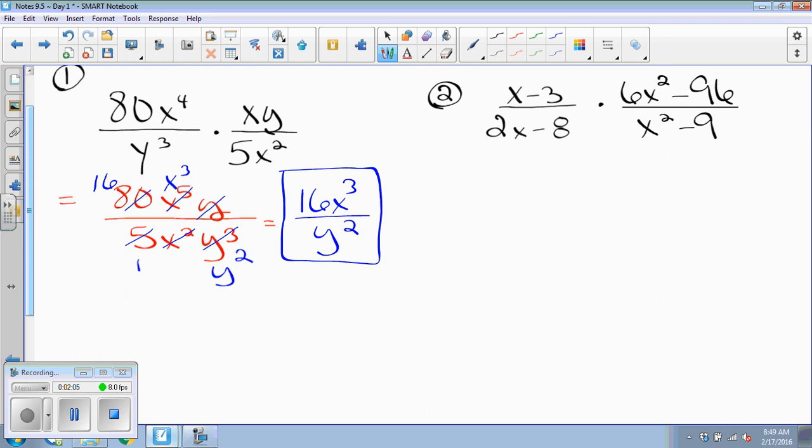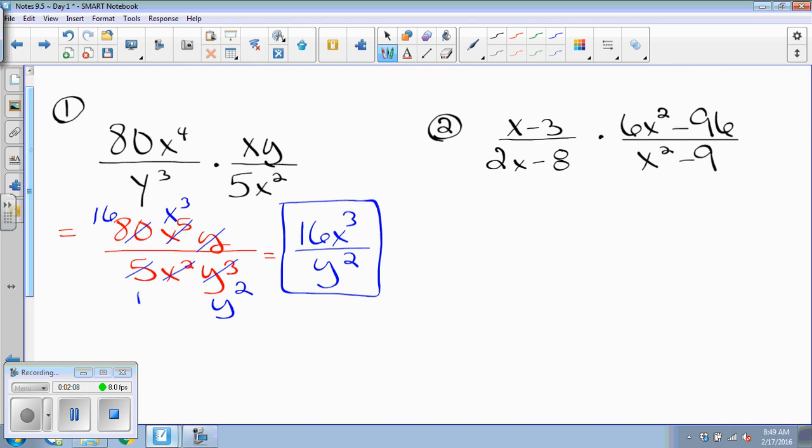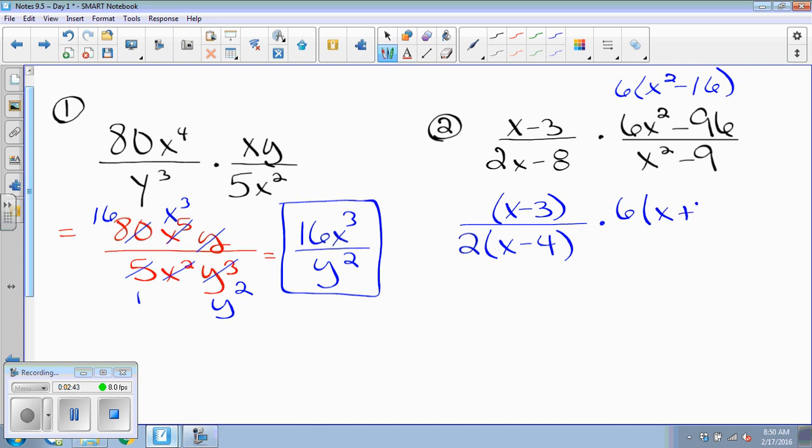Okay, for number 2, we need to factor this stuff. All right? And so x minus 3 can't be factored. It's already factored. I can factor my greatest common factor out of here, so it's 2 times x minus 4, right? Times. I can factor my greatest common factor out of here, so it's 6 times x squared minus 16. But what is this? That's a difference of squares, so that can be factored further. So that's 6 times x plus 4 times x minus 4.